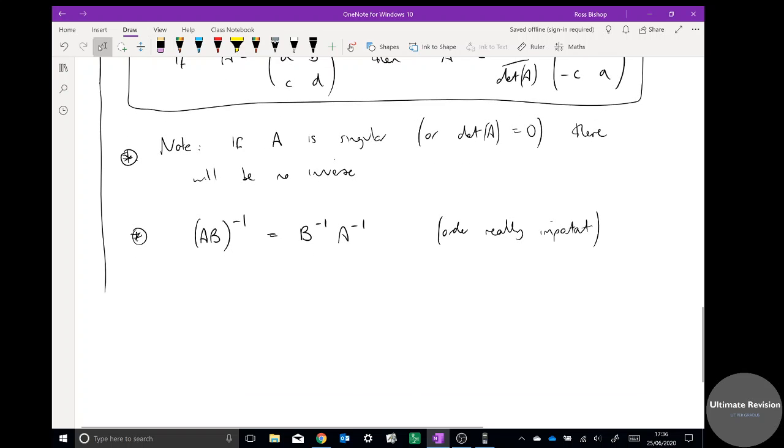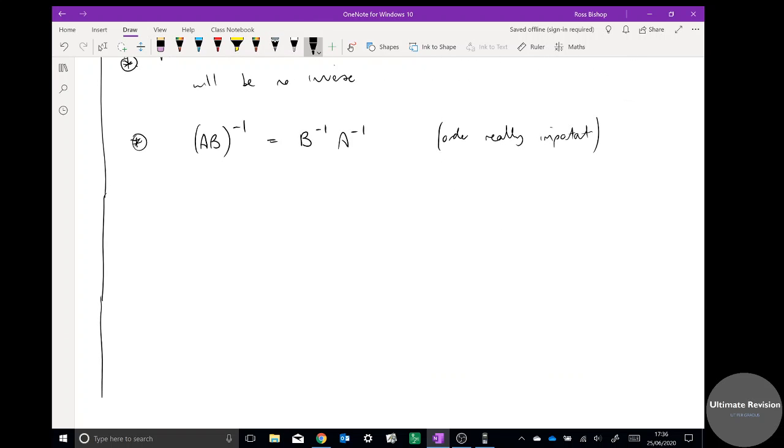So the order is important there, but that's another useful feature of matrices. Okay, we're going to do a couple of examples and then I'll set you on your way.